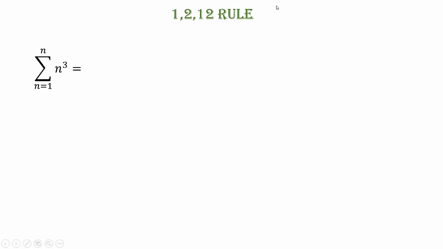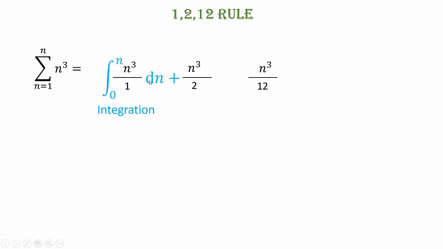Let's apply this rule. According to this rule, you take this n cube like this, then divide it by 1, 2 and 12 as shown. Then the important part comes: integrate the first term from 0 to n with respect to n. Don't do anything to the second term and use differentiation for the third term. Just look at how the function, its integration and derivatives are related to this function.